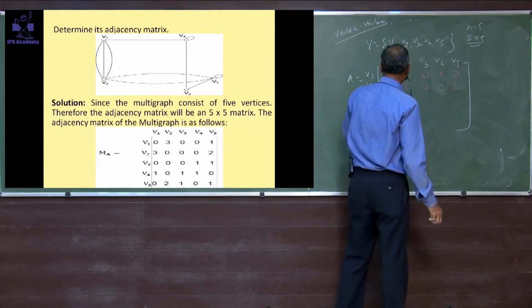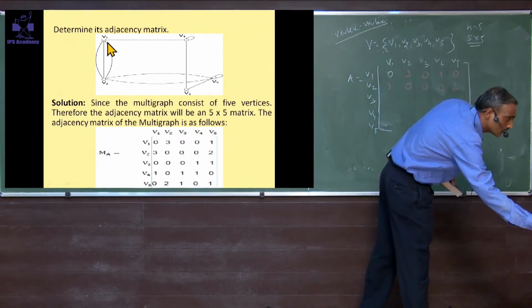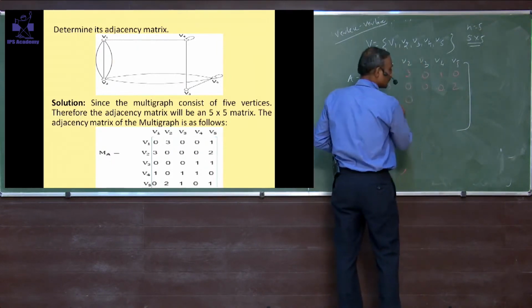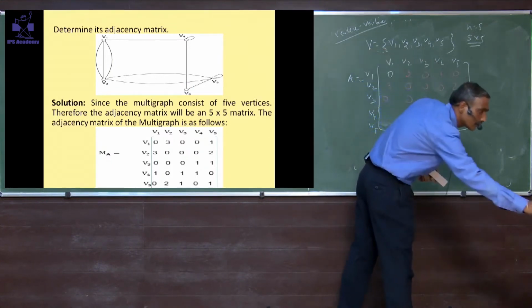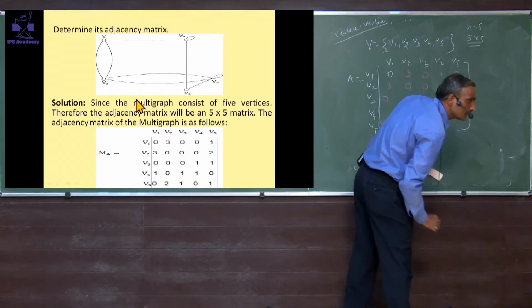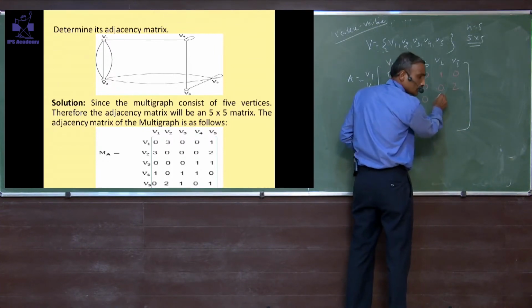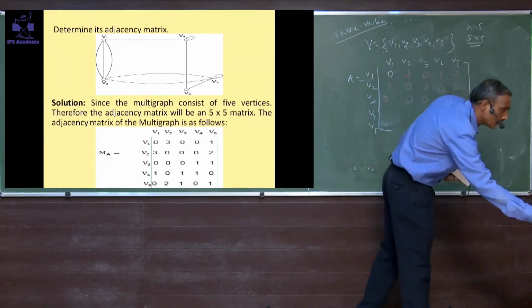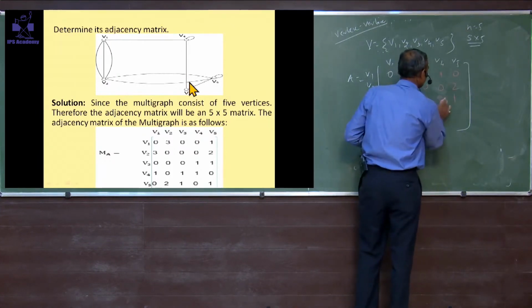Now V3 to V1, looking at this graph, there is no direct edge, so we put 0. Again V3 to V2, no direct edge. Now V3 to V3, there is no self loop here. V3 is connected to V5 and V4, so we put 1, 1 here.